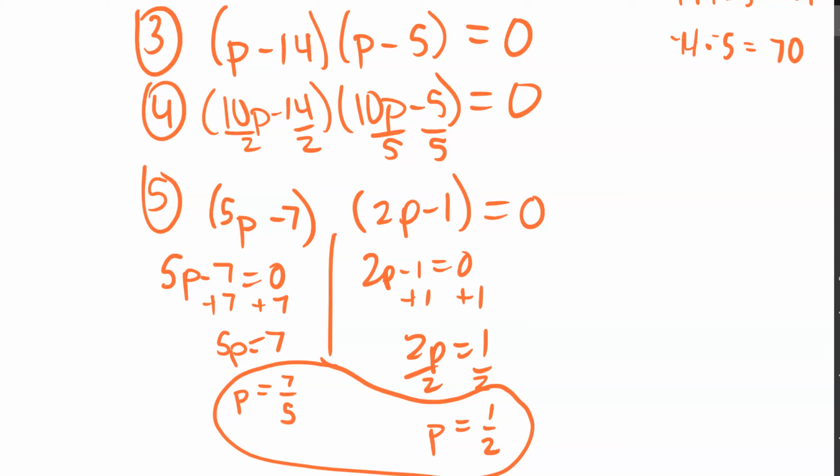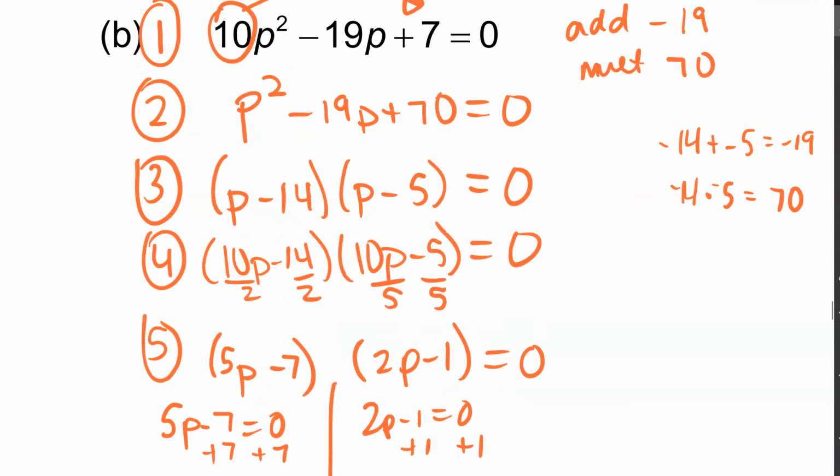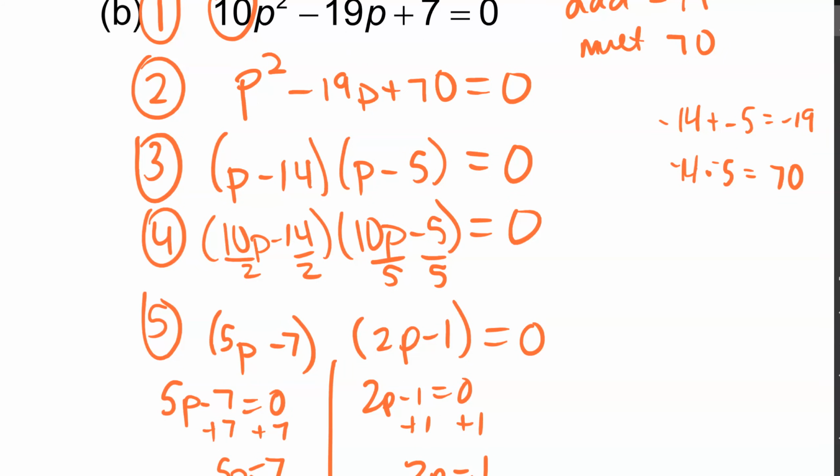If I plug in 1/2 for all the p's, I should get an answer of 0. If I plug in 7/5 for all the p's, I should get 0. So all the p's meaning the actual equation up above. Okay, do we feel a little more confident about this? So we started it yesterday and I said we would do a couple more examples today.